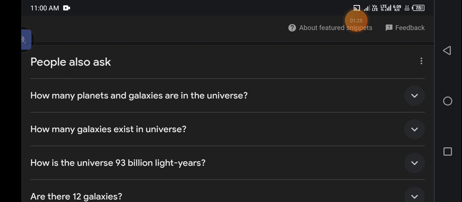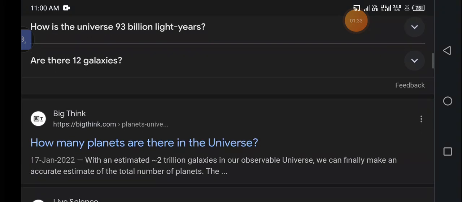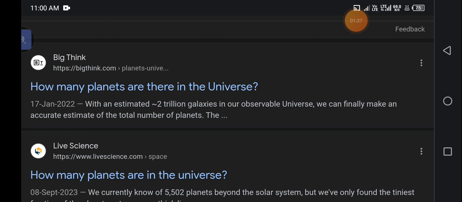People also ask how many planets and galaxies are in the universe, how many galaxies exist in the universe, how is the universe 93 billion light years.